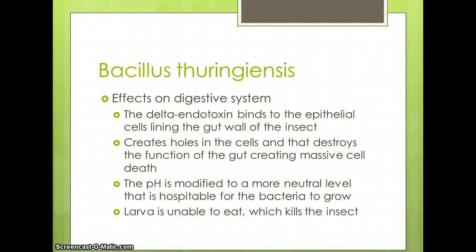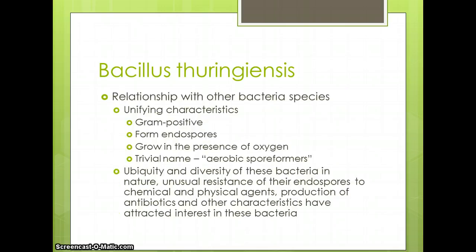As we said before, this bacillus bacterium affects the digestive system of the insect that it infects. The delta endotoxin binds to the epithelial cells lining the gut wall of the insect. This creates holes in the cells that destroys the function of the gut, creating massive cell death. Also, the pH is modified to a more neutral level that is hospitable for the bacteria to grow. The larva is unable to eat, thus the insect is killed.